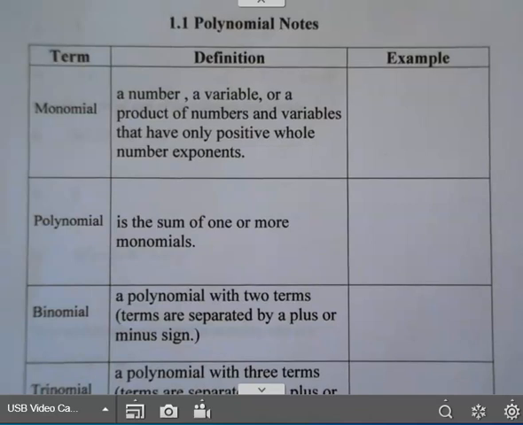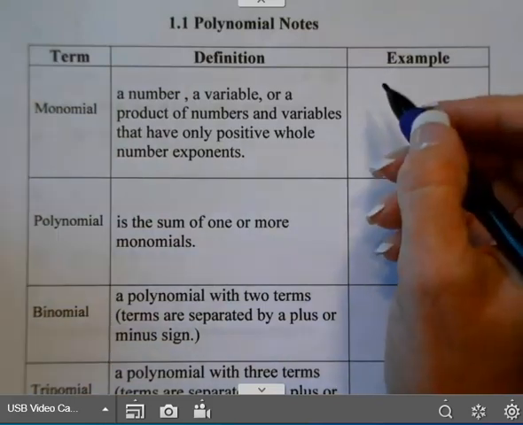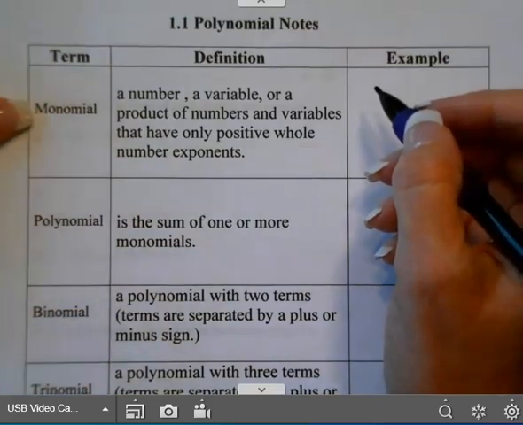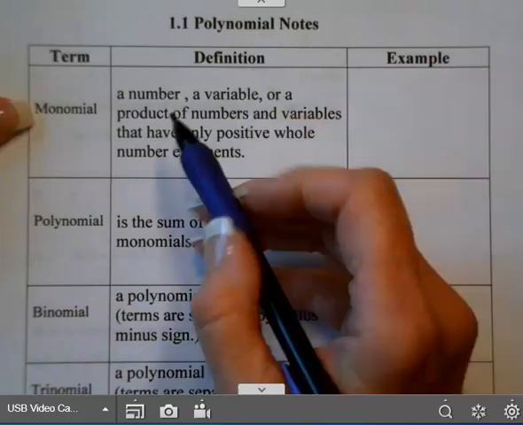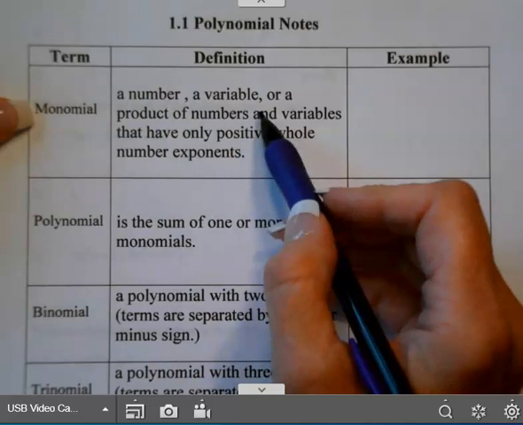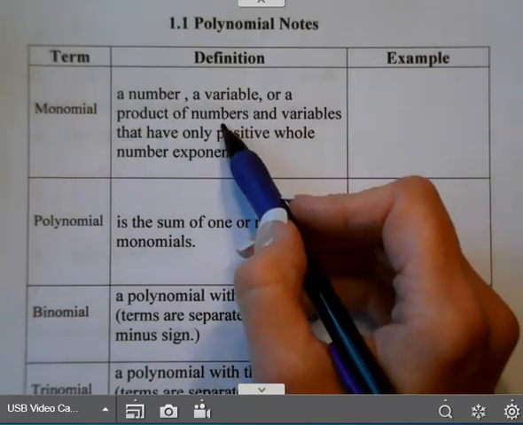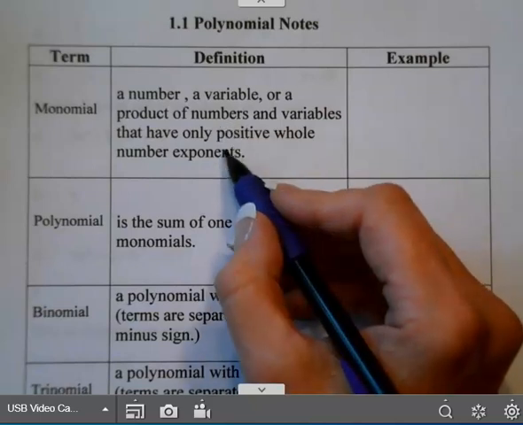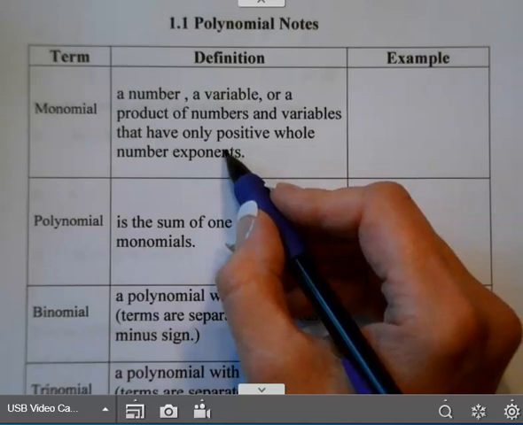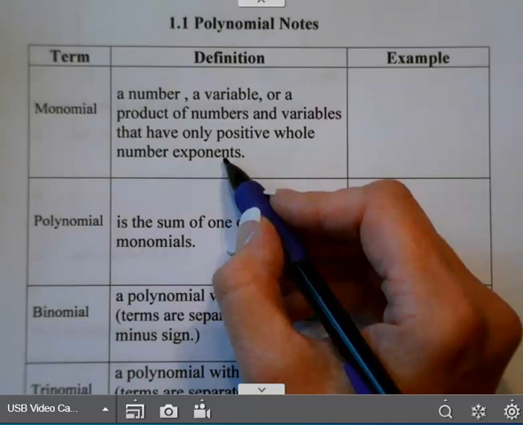This lesson will cover characteristics of polynomials. A monomial is a polynomial, and a monomial either is a number, a variable, or a product of numbers and variables. So you can multiply numbers and variables together. The variables must have only positive whole number exponents. Recall, whole numbers are 0, 1, 2, 3.